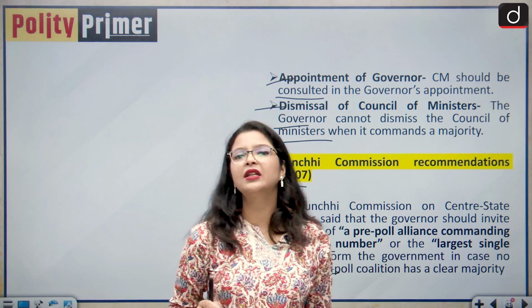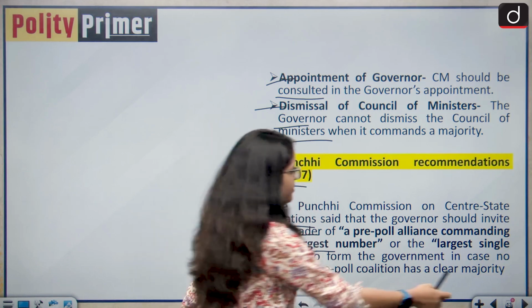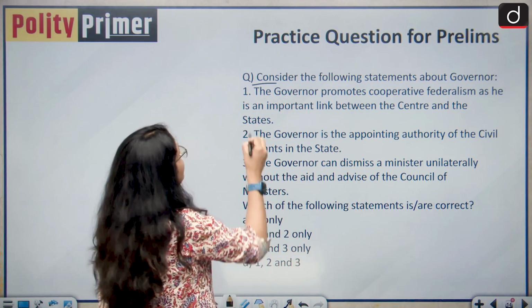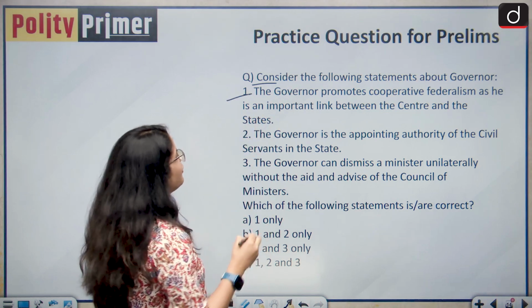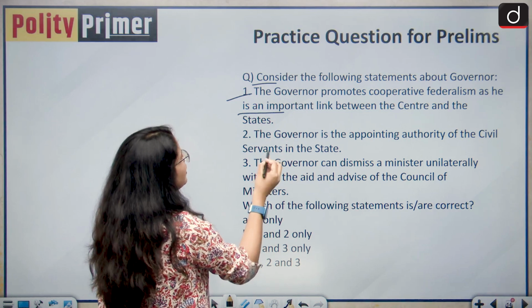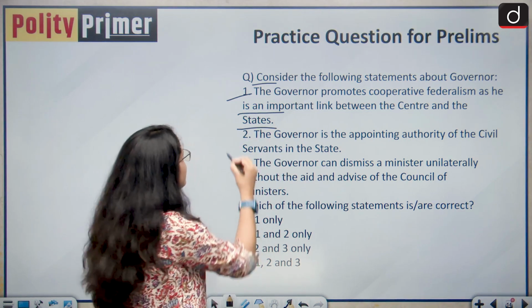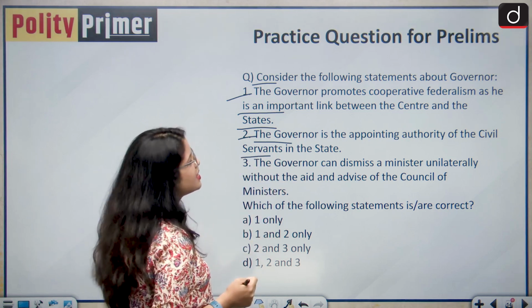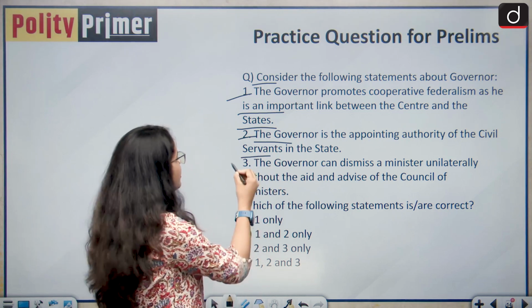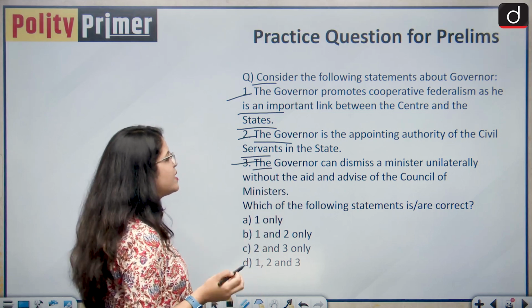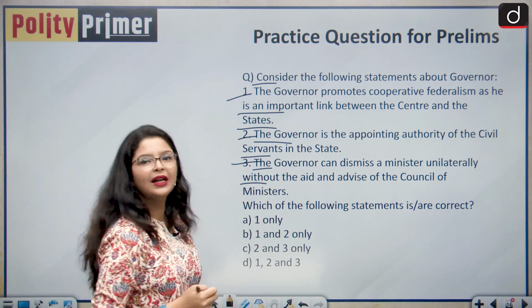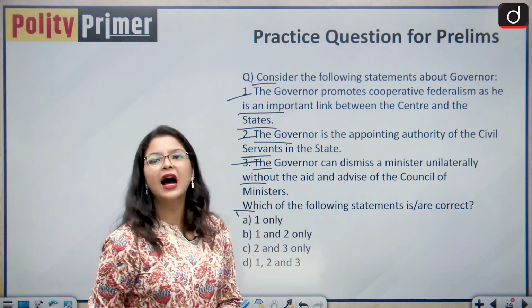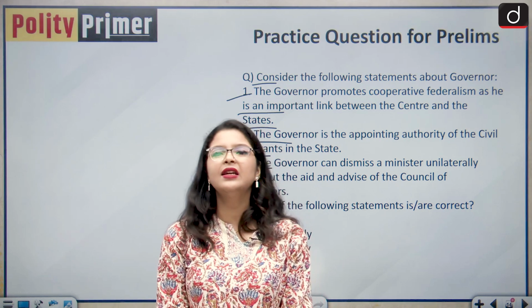Now let us see a practice question for your prelims examination. Consider the following statements about governor. The governor promotes cooperative federalism as he is an important link between the center and the states. The second statement is the governor is the appointing authority of the civil servants in the state. Then the third statement is the governor can dismiss a minister unilaterally without the aid and advice of the Council of Ministers. Which of the following statements are correct? Kindly drop your answer in the comment box below.